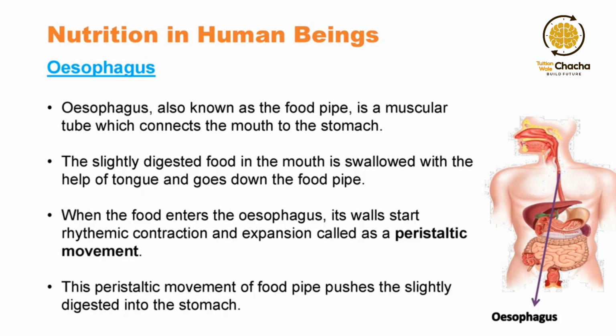Esophagus. Esophagus, also known as the food pipe, is a muscular tube which connects the mouth to the stomach. The slightly digested food in the mouth is swallowed with the help of the tongue and goes down the food pipe. When the food enters the esophagus, its walls start rhythmic contraction and expansion called peristaltic movement. This peristaltic movement of the food pipe pushes the slightly digested food into the stomach.